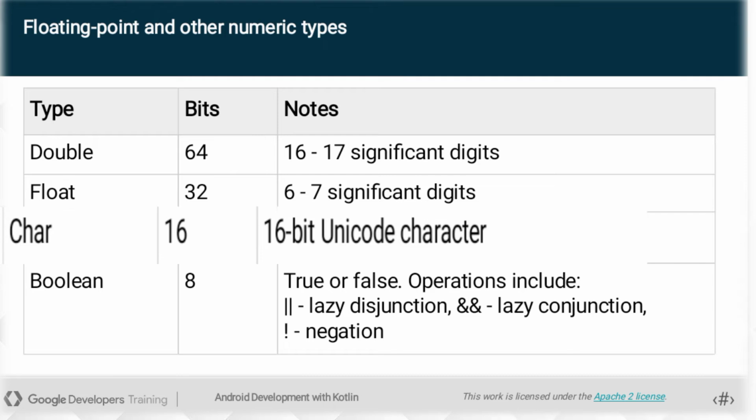Char is a character data type that represents the small letters, capital letters, digits, and other symbols. It is 8 bits long, but uses 16 bits.